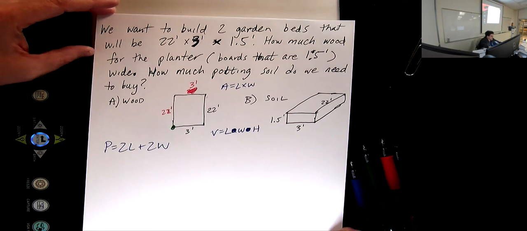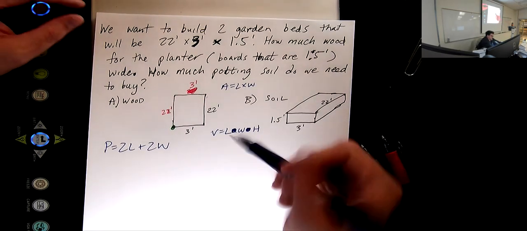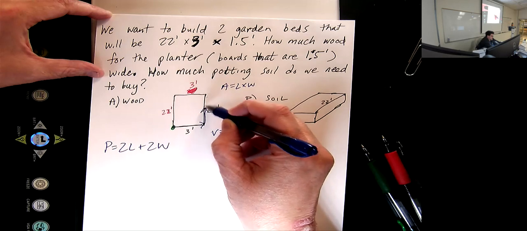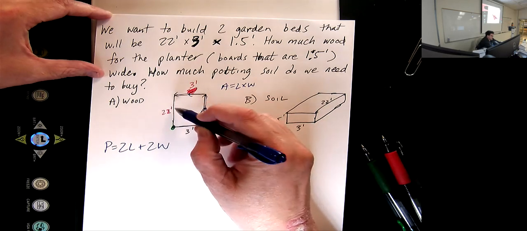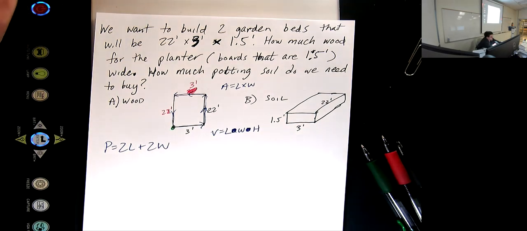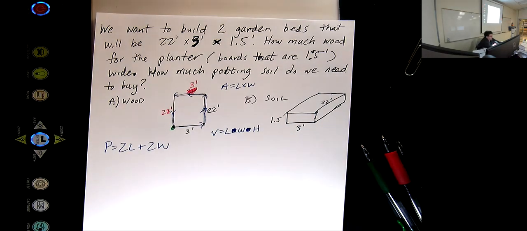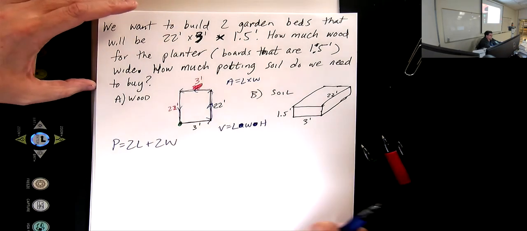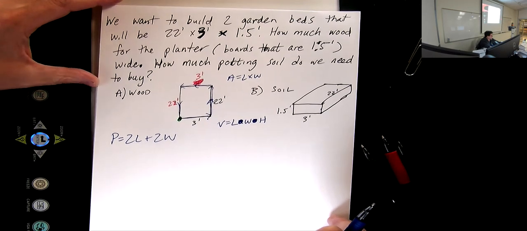Actually, for the wood, the height doesn't really matter as much. We're just trying to figure out how far around we're going, so it's just the perimeter. If you multiply feet by feet by feet, it's gonna be cubic feet. But on that one, you're not multiplying, you're adding. For the perimeter, 3 + 22 + 3 + 22. Or you can go 22 × 2, 3 × 2.